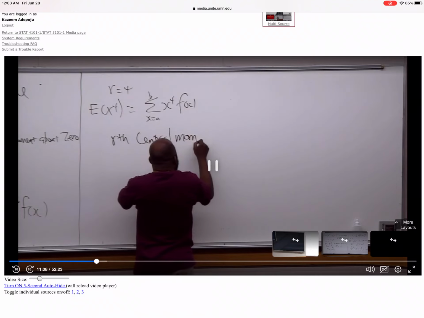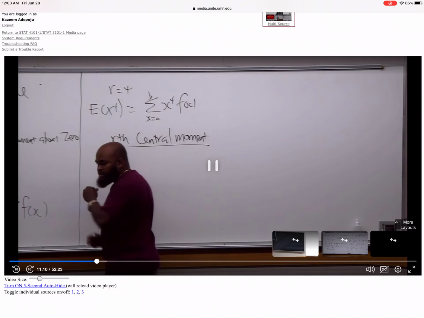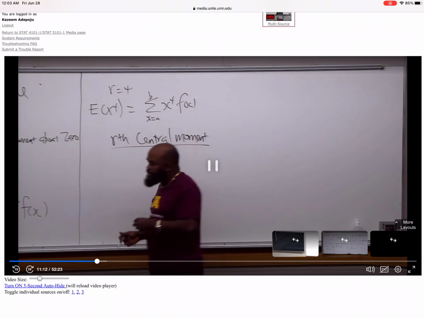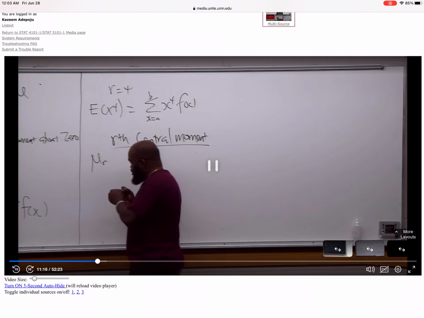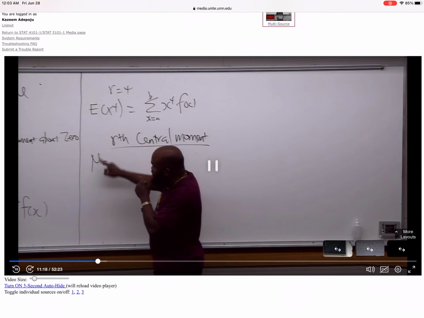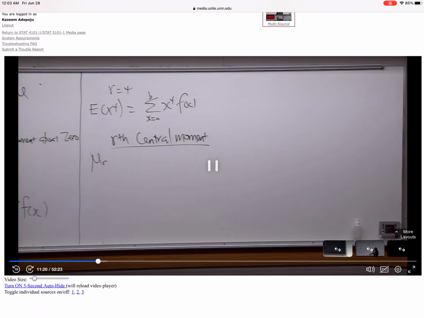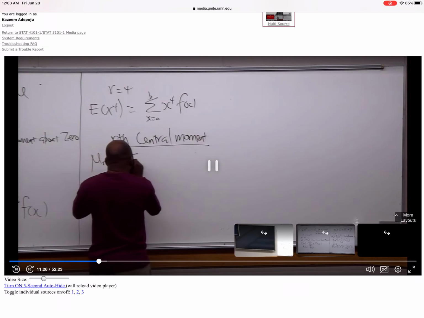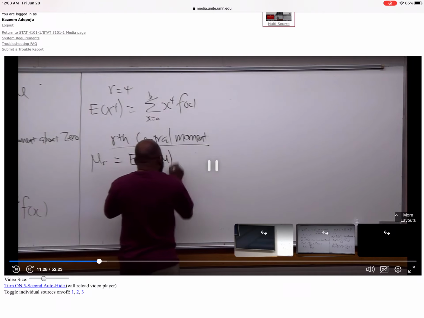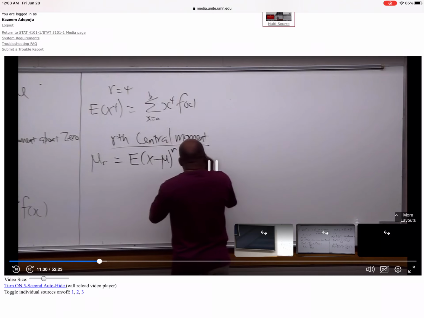Okay, central moment. Now if I want to talk about central moments, take a look at the notation here. It doesn't have, when you take a look at the notation here, I put a prime out, okay? But the notation here is actually this. Okay, this is central moment.